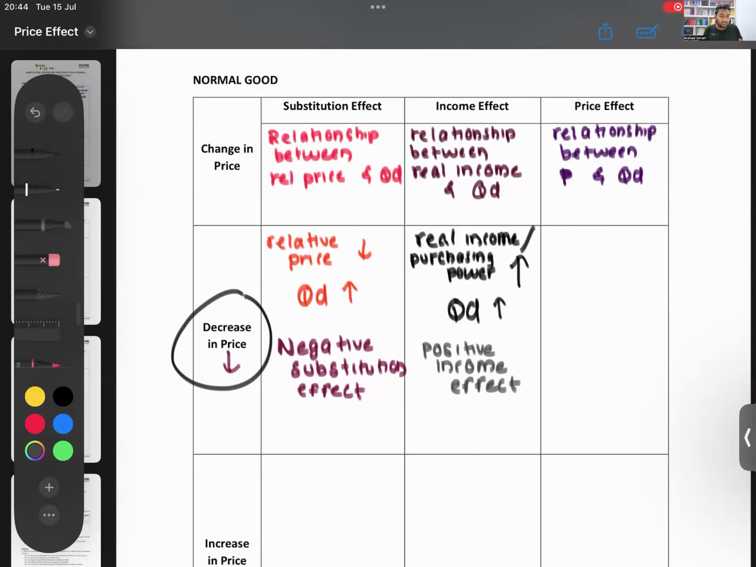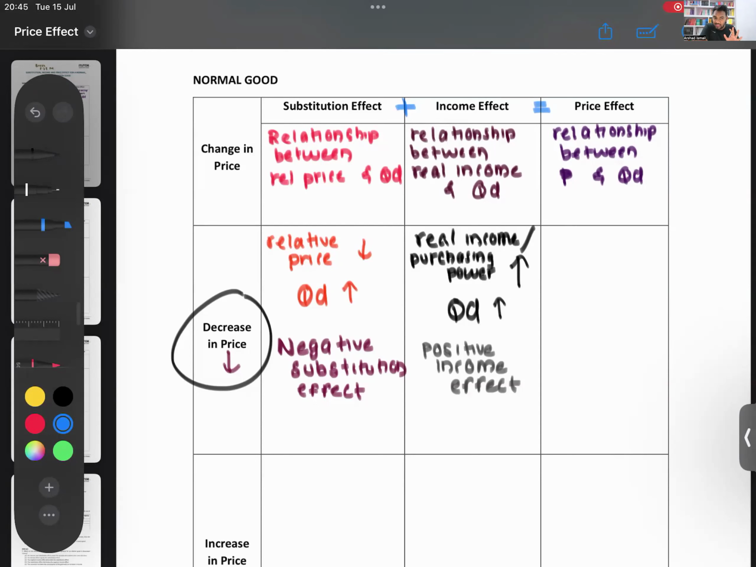So now look at this. Real income is affordability, correct? Right. Now, the price effect is a combination of what? Price effect, Lamai, is a combination of these two. The substitution effect and the income effect together is what you call the price effect. So for the price effect, you look at the overall relationship.